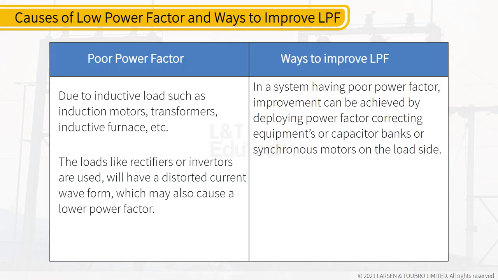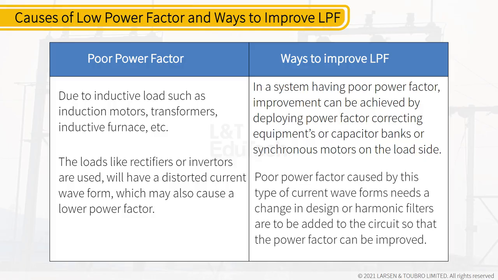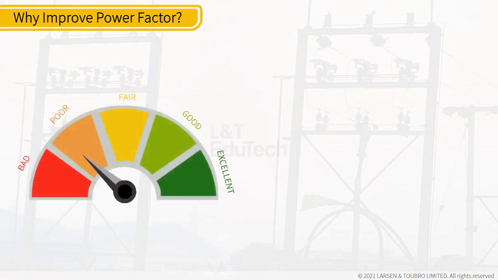In a system having poor power factor, improvement can be achieved by deploying power factor correcting equipment, capacitor banks or synchronous motors on the load side as per the system requirements. Poor power factor caused by distorted current waveforms needs a change in design, or harmonic filters are to be added to the circuit so that the power factor can be improved. Let's understand why the power factor needs to be improved.